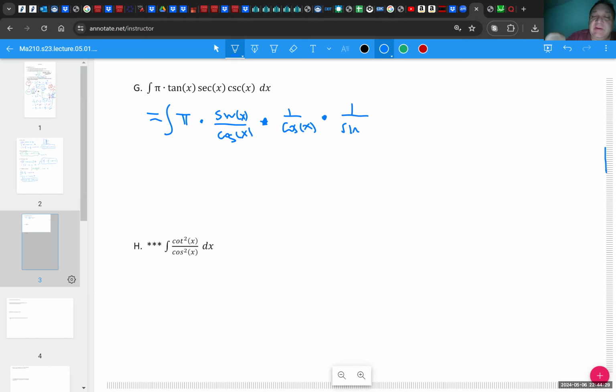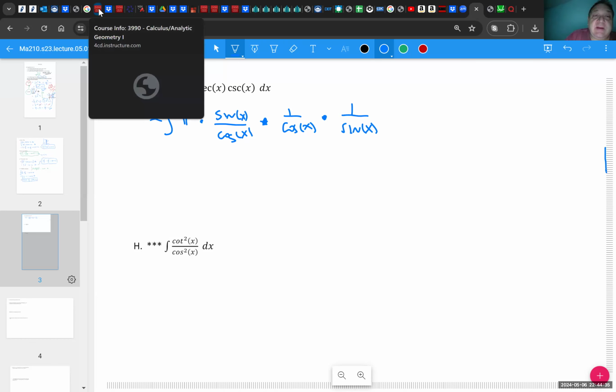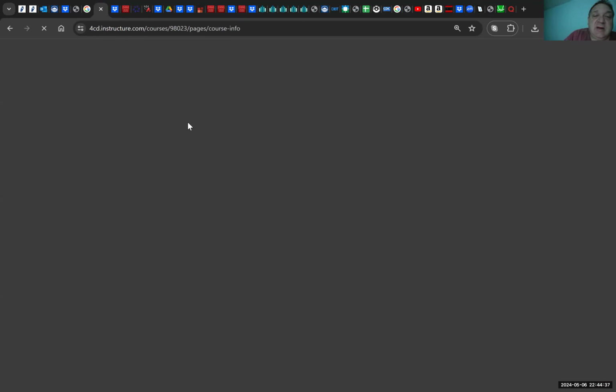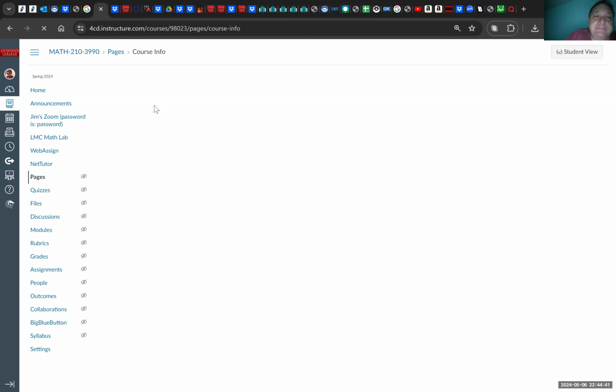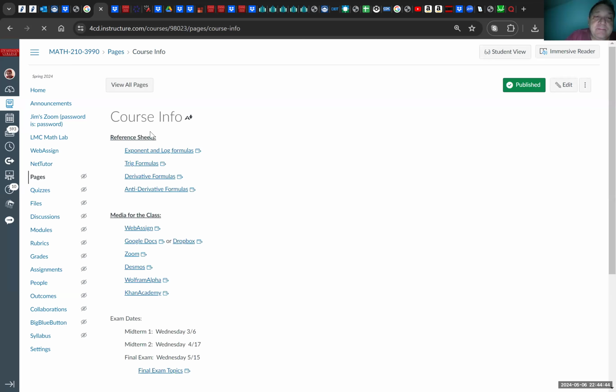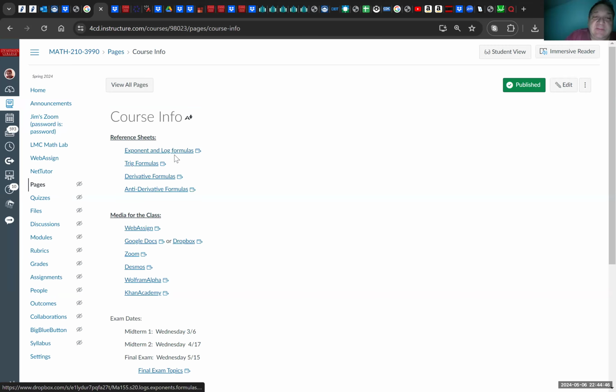Many of you remember these, but if you don't, just look them up on your trig formula sheet. I do have a trig formula sheet available on Canvas. I have a bunch of different formula sheets: exponent and log formulas, trig formulas, derivative formulas, antiderivative formulas. So the trig formulas is where you would find that one.